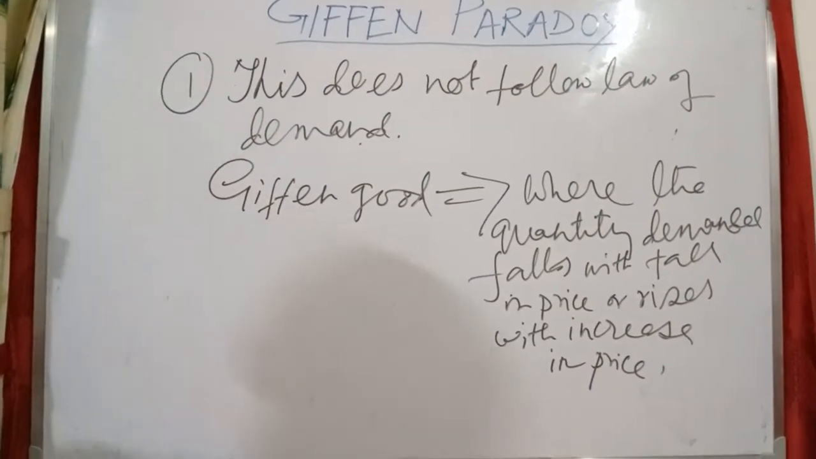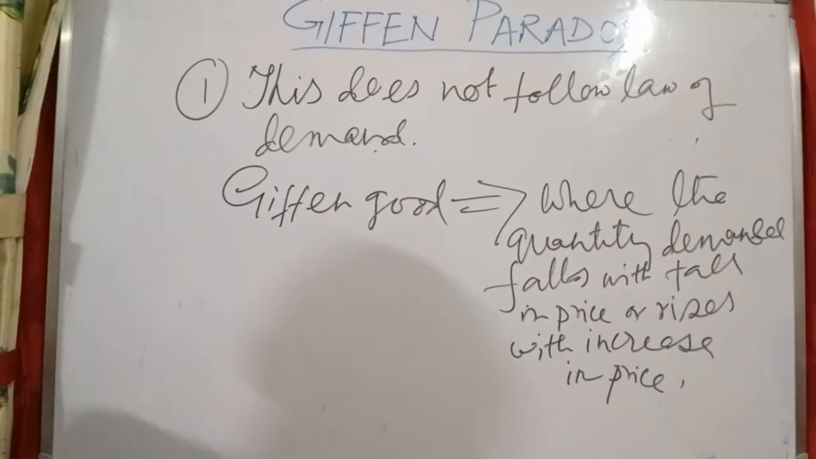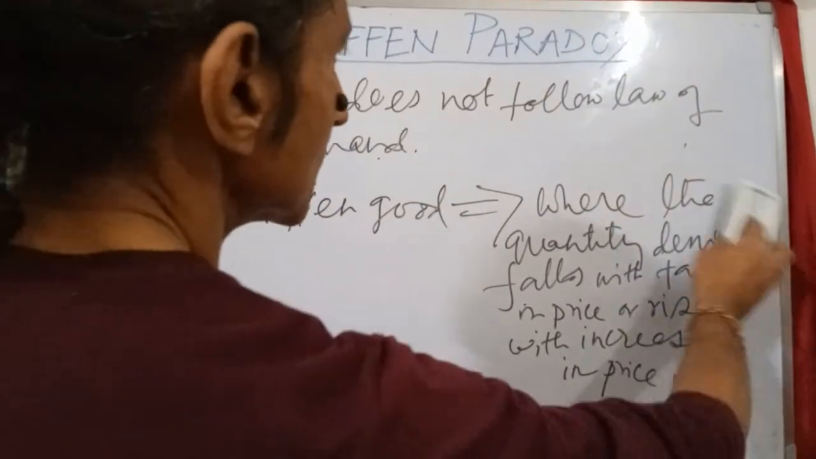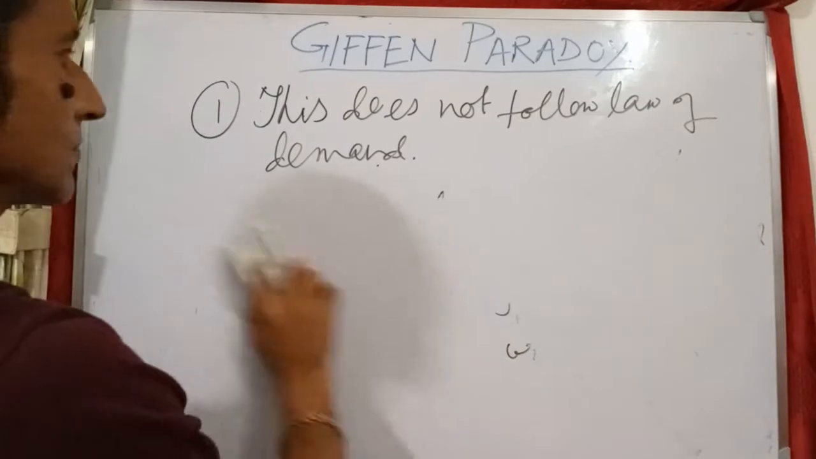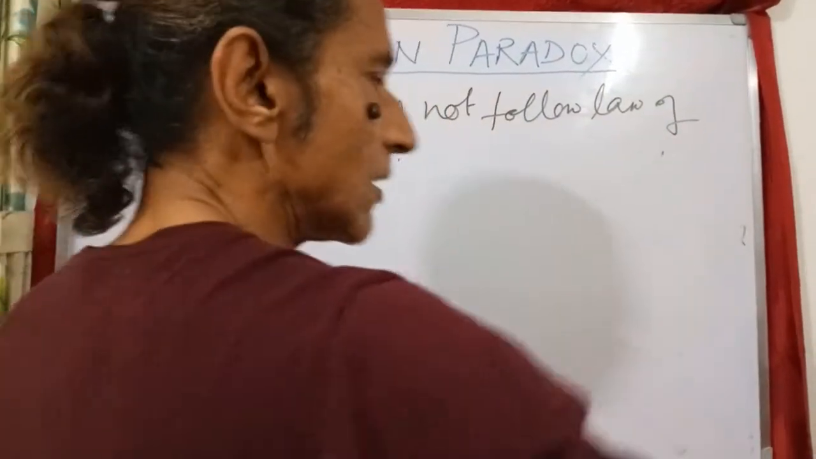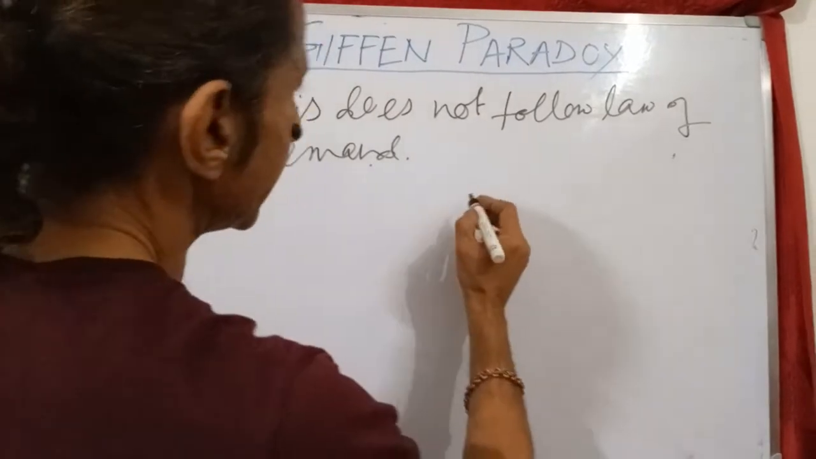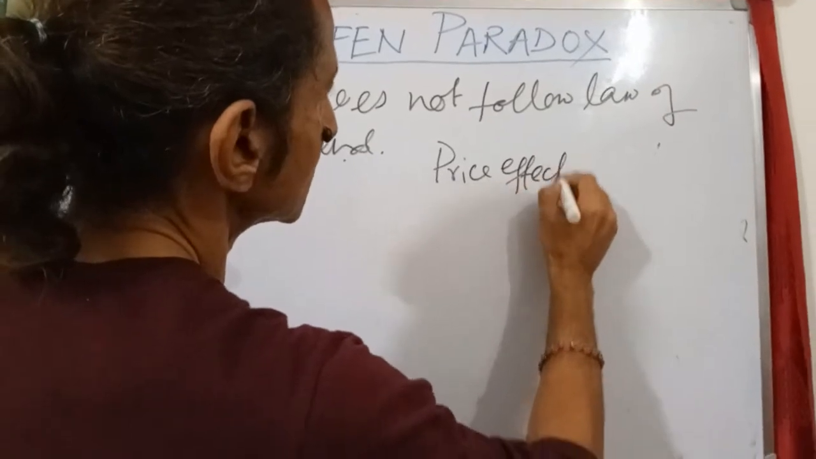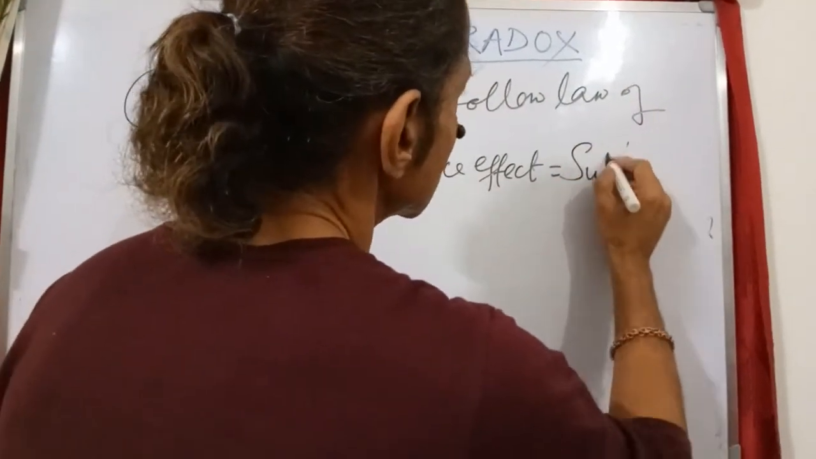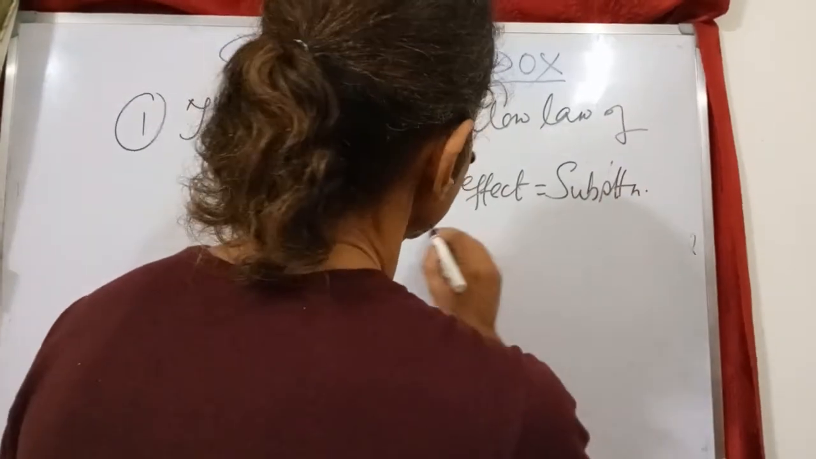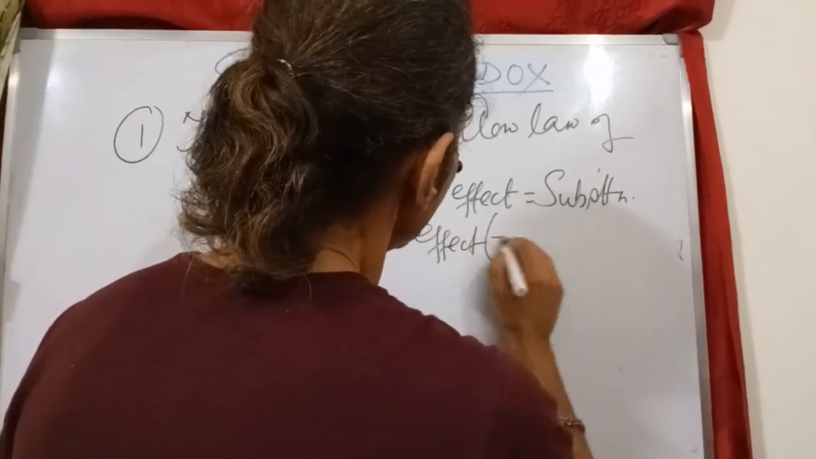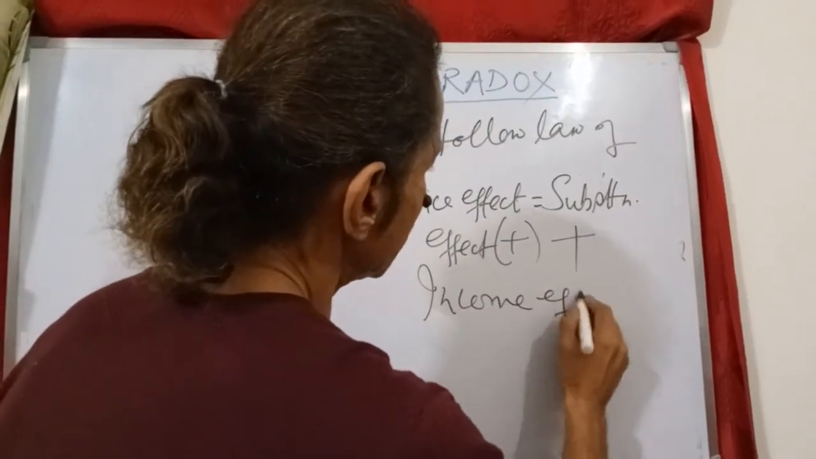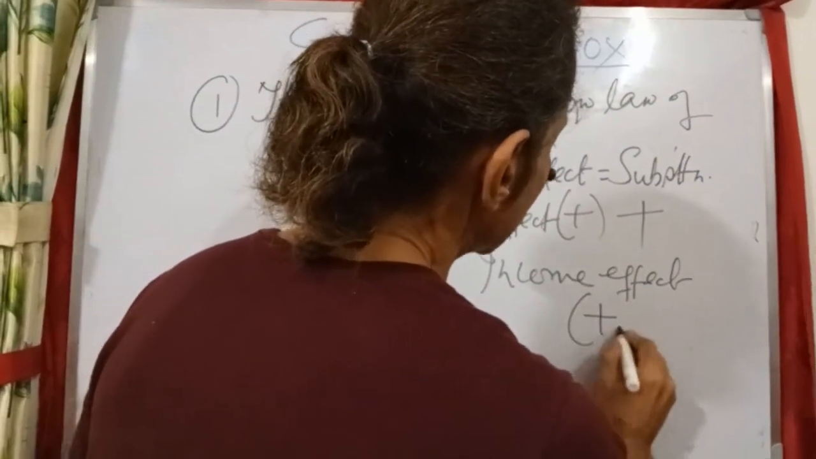Now we'll see how change in price of the commodity affects the consumption of the commodity. Now it must be remembered that price effect is equal to substitution effect, which is always positive, plus income effect, which can be either plus or minus.